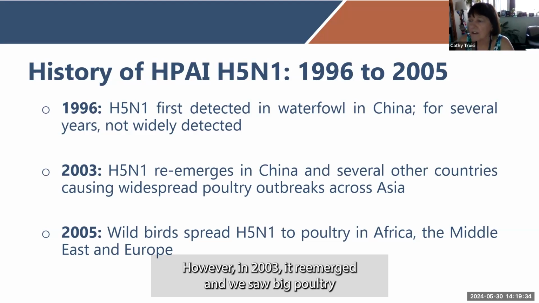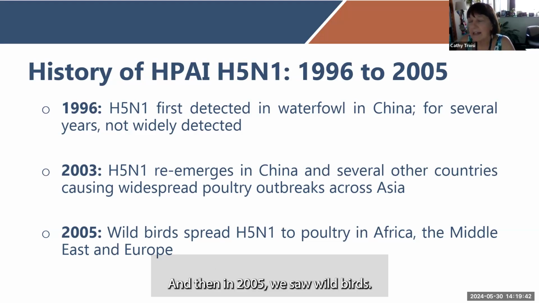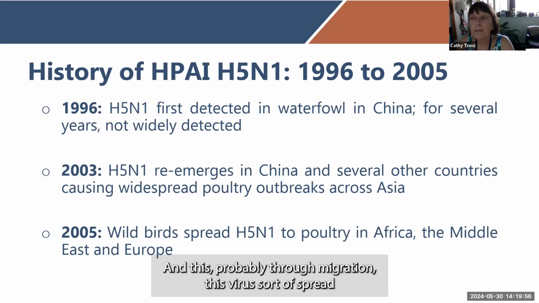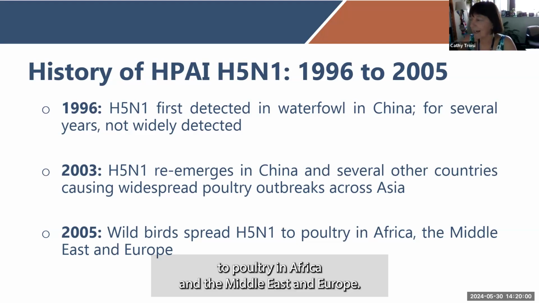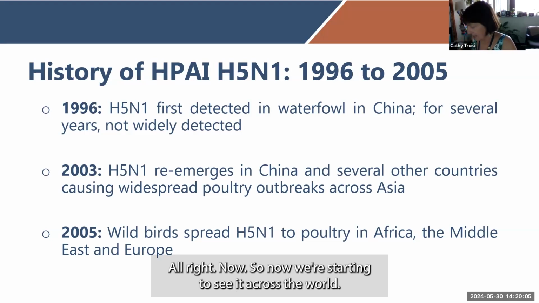However, in 2003, it reemerged, and we saw big poultry outbreaks in China and other Asian countries. And then in 2005, we saw wild birds. Now, wild birds can get avian influenza, but not as typically as waterfowl. And probably through migration, this virus was spread to poultry in Africa and the Middle East and Europe. All right, now we're starting to see it across the world.